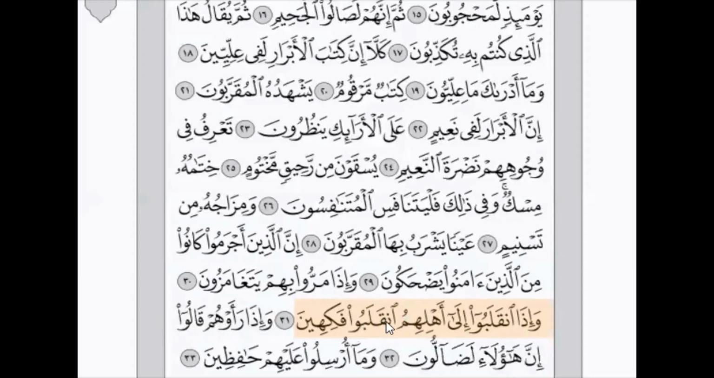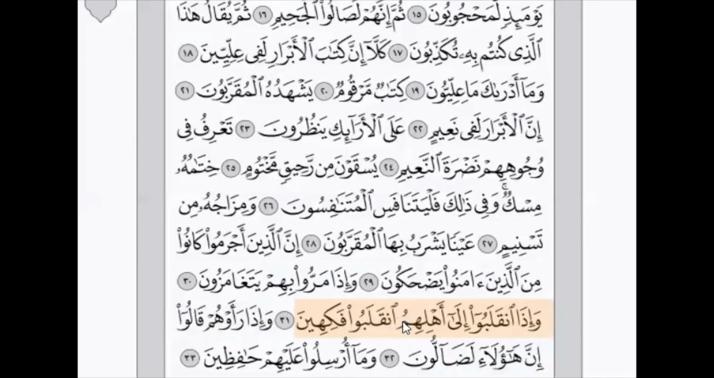But again, the noon here has a sukoon also. We can't have 2 sukoons. So in order to get rid of the issue of having 2 sukoons back to back, the sukoon on this meme was changed to a dhamma. So it became أهلهم انقلبوا. It's because of the 2 sukoons that met. That's the reason this was converted into a dhamma.